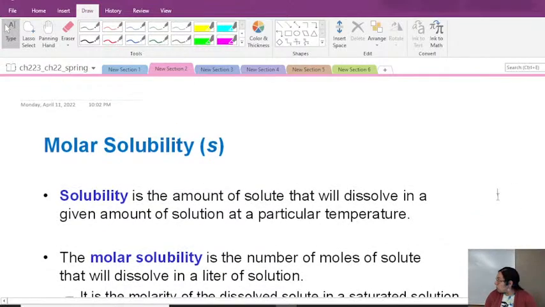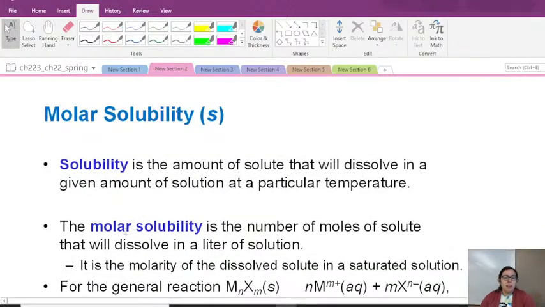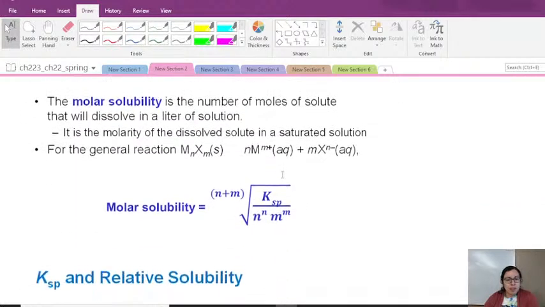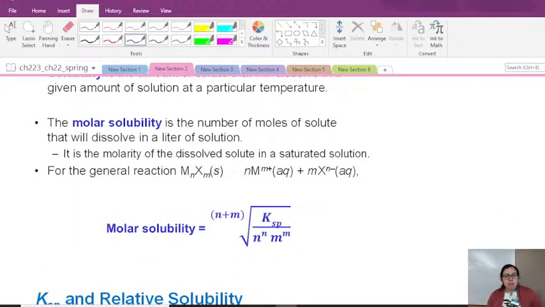And so the thing that you're going to want to calculate is our molar solubility, so S. Solubility is just the amount of solute that will dissolve in a given amount of solution at a particular temperature. And then molar solubility is the number of moles of solute that will dissolve in a liter of solution. So for our dissociation reaction, this is your molar solubility.